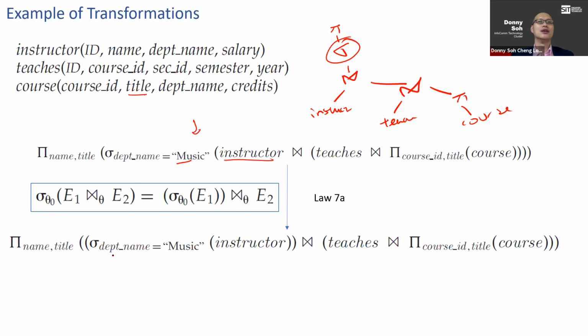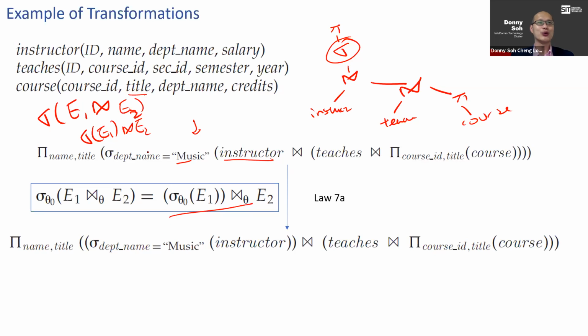Okay. So if you want to push this down, what this looks like is that this is a sigma, and this is of E1 join with this entire expression, which is like E2. So we can abstract it to be like this whole thing is E2. And if we use law 7a, theta, this has only attribute in E1, so this can be pushed inside to form this, like this.